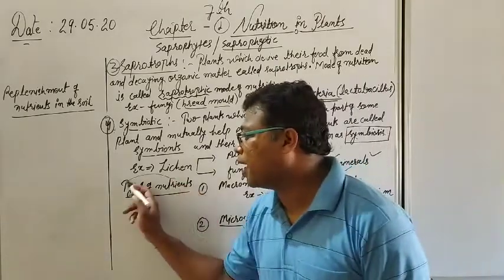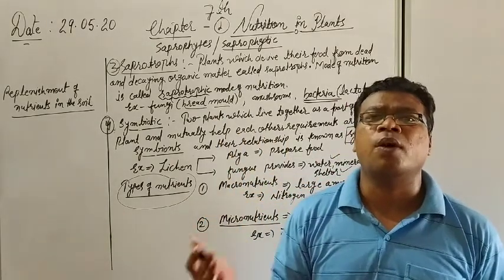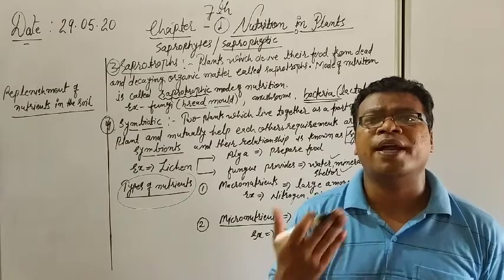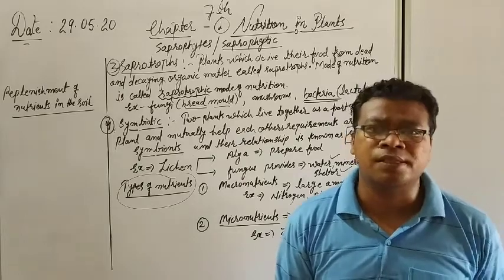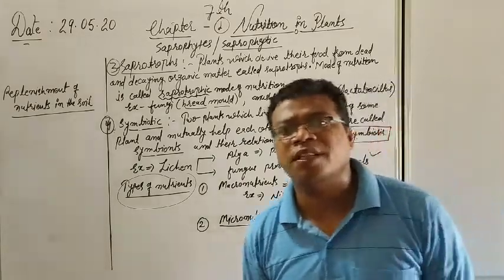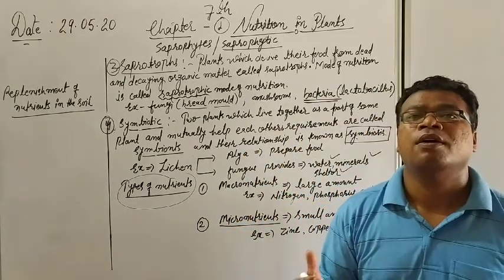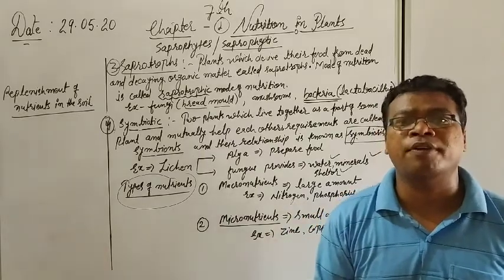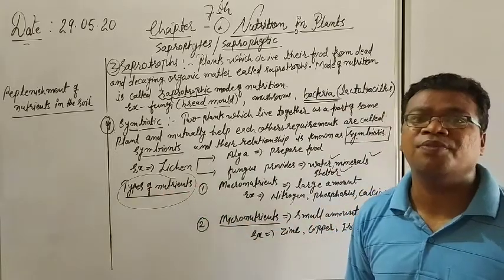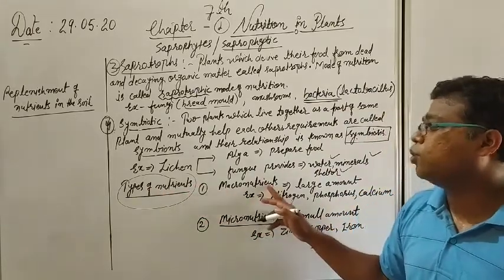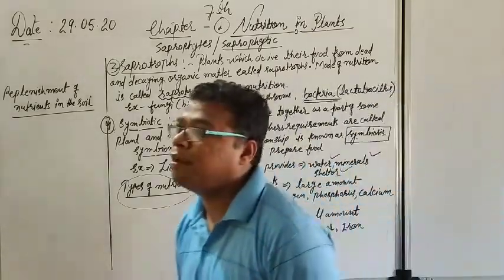Right now we are discussing the types of nutrients. We know that we require some nutrients for the growth and development of our body, like carbohydrate, protein, vitamins, minerals, water and roughage. In the same way, plants also require many kinds of nutrients, which are very important for the growth of the plants. These nutrients are classified into two categories. First is the macronutrients and second is the micronutrients.